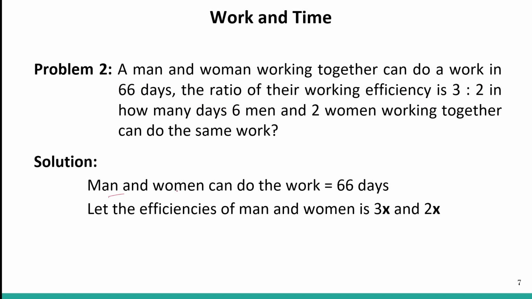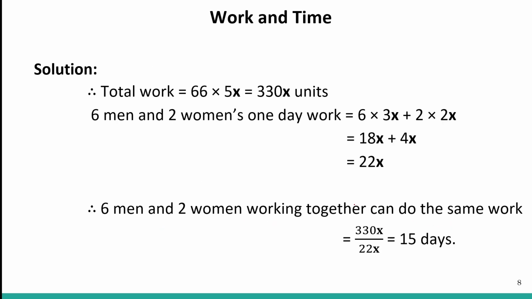So let's see. Man and woman can do the work in 66 days. Let the efficiency of man and woman be 3x and 2x. Okay, we can assume this. Total work will be what? 66 into 5x is equal to 330x units.